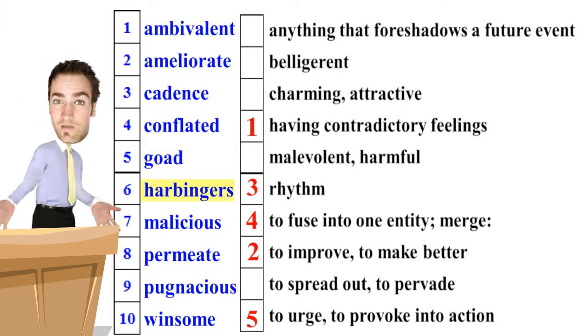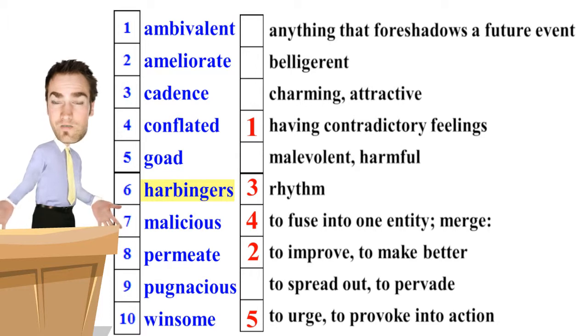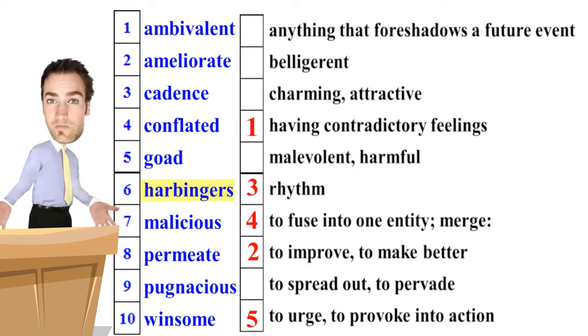Our next word is harbingers. Harbinger has two distinct meanings. They are similar, but they're distinct. Sometimes it's used as a person who goes ahead and makes themselves known or sort of scouts out ahead of the troop, particularly in an army.